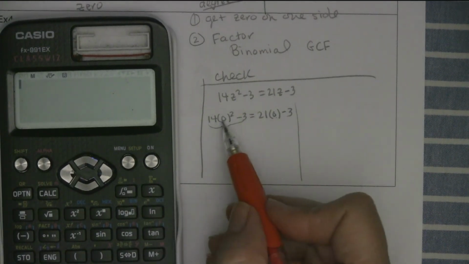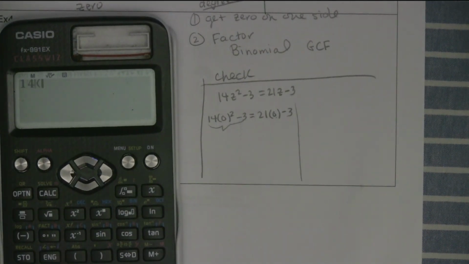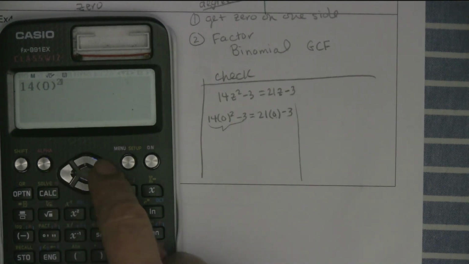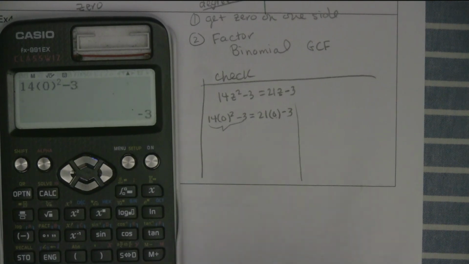And you can see that that's going to work, right? 14 times 0 squared, calculator, minus 3, right? This is -3.